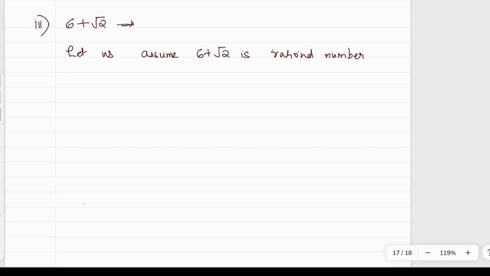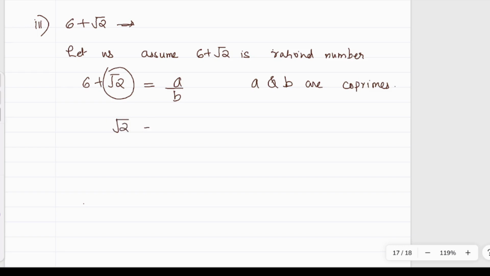Now let's do question number 3. We have to prove 6 plus root 2 is an irrational number. If we want to prove that, what do we have to do? We have to assume 6 plus root 2 is rational. If 6 plus root 2 is a rational number, we can write 6 plus root 2 equal to a by b, where a and b are coprimes.